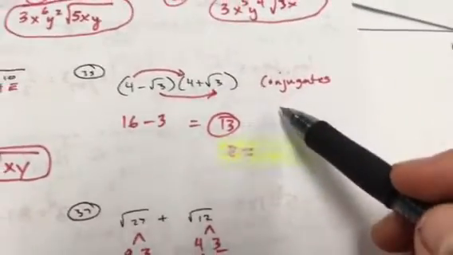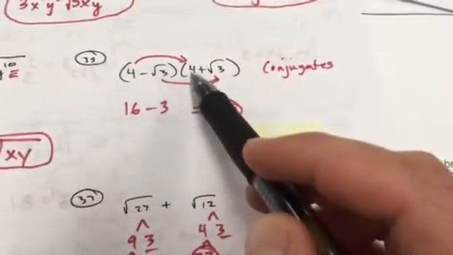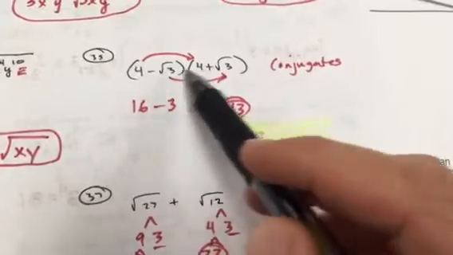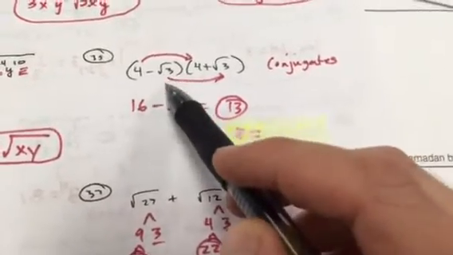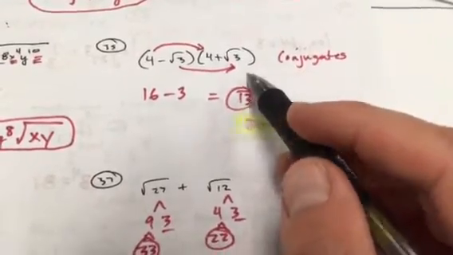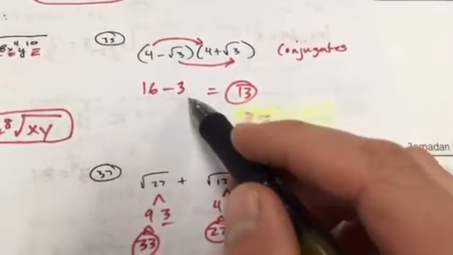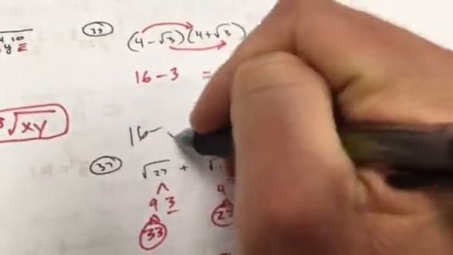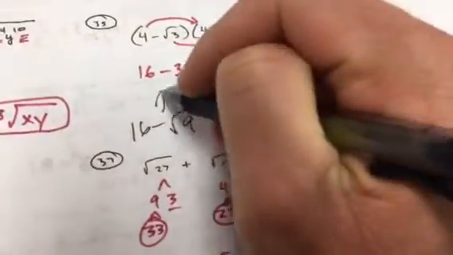You're multiplying with conjugates, so all you have to do is the first and the last. 4 times 4 is 16. A negative times a positive is a negative. Root 3 times root 3 is root 3 squared, and when you square a square root, the number just drops on out. If you want to, you can call it 16 minus root 9, which is 16 minus 3, 13.